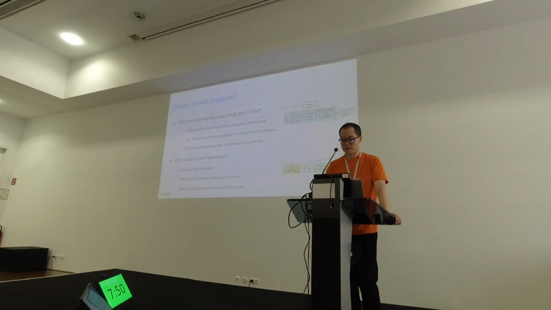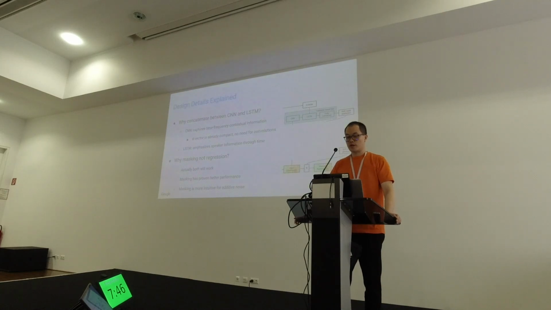Second, we are doing masking, but that's not the only way to do it. Many people use a regression network to directly output the enhanced spectrogram. We find masking is faster and has better performance, so we are using masking instead of regression in our work.